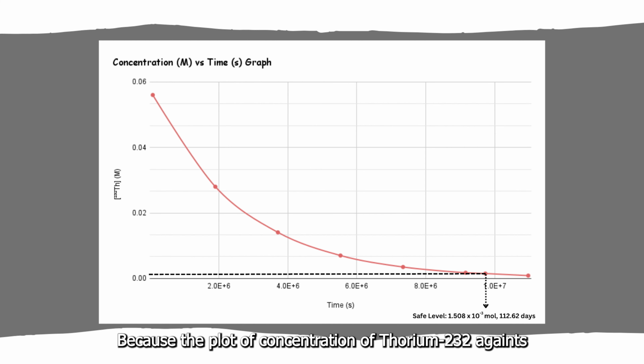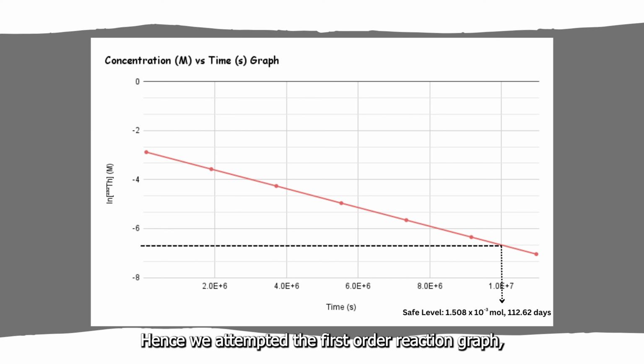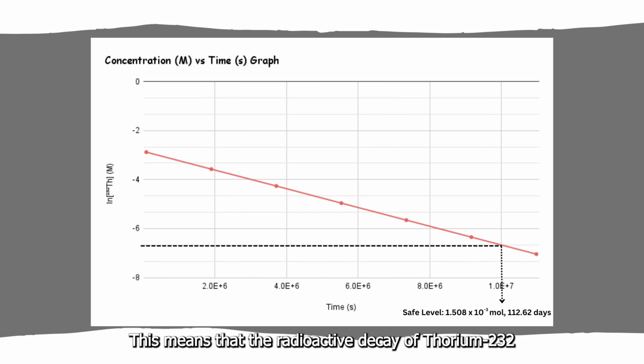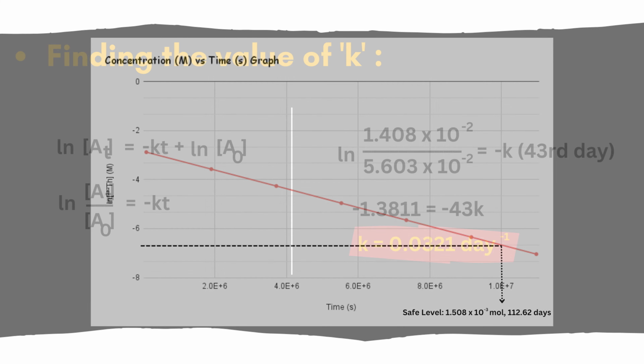Because the plot of concentration of thorium-232 against time is not a straight line, we know the reaction is not zeroth order. Hence, we attempted the first order reaction graph, in which we plotted the natural logarithm of the concentration of thorium-232 against time. From the graph, we obtained a straight line with a slope of negative k. In other words, the rate is directly proportional to the reactant concentration. This means that the radioactive decay of thorium-232 is a first-order reaction.